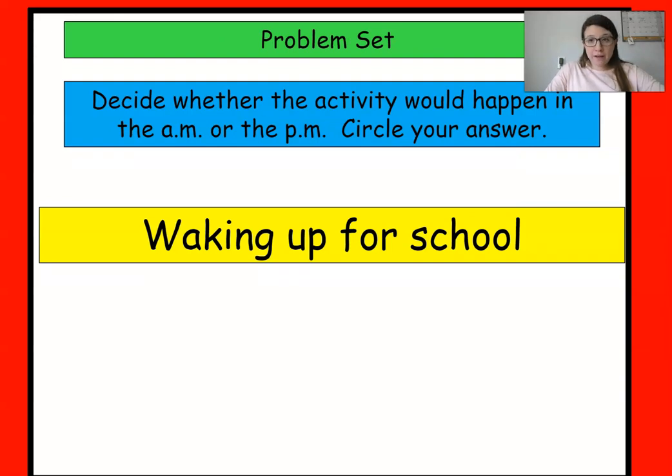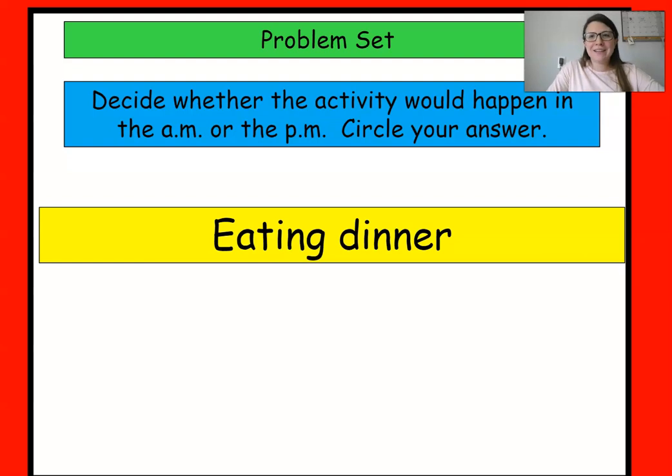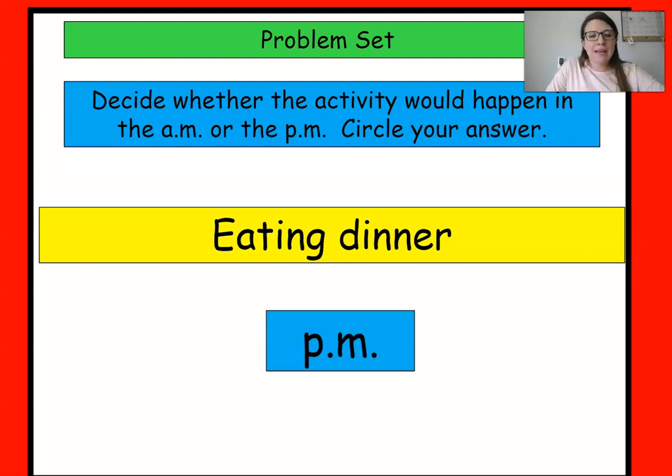Okay, what you're going to be doing in your problem set today is deciding whether this activity would happen in the morning, the AM, A comes first, or the PM, the afternoon. Waking up for school, AM or PM? Good. Eating dinner, AM or PM? PM. Good, that would happen in the afternoon.